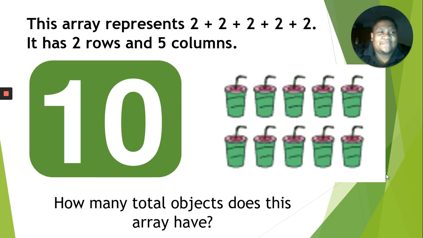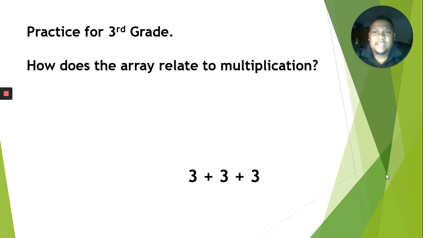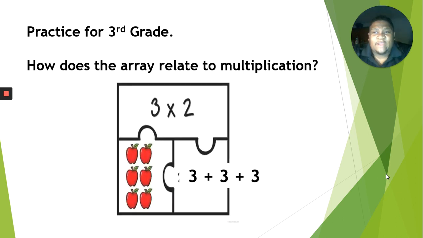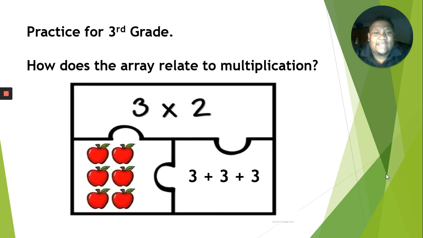So you said, Mr. Bear, that we were going to relate our repeated addition equations and our arrays to something in 3rd grade. So let's do that. Here's our practice for 3rd grade. How does this array relate to multiplication? So we have this array of apples, okay? So we have 1, 2, 3 rows and 2 columns. 1, 2. All right, so 3 plus 3 plus 3 represents this array.